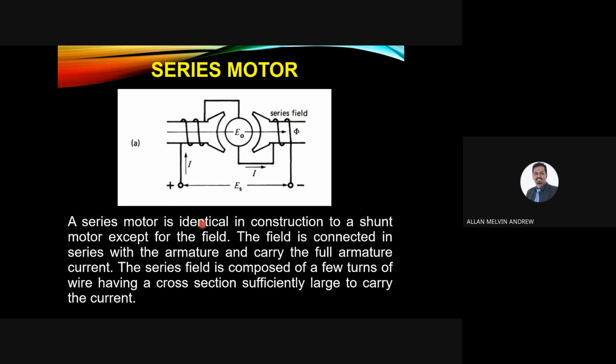So a series motor is identical in construction to the shunt motor except for the field. The field is connected in series with the armature and carries the full armature current. Because when it's connected in series, the motor can become very hot faster. So you need a few turns of wire having a cross section sufficiently large to carry the current, because the current will be huge due to lesser resistance.